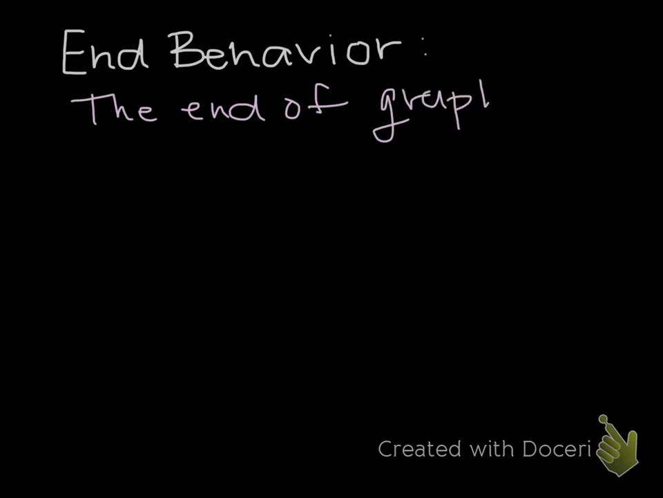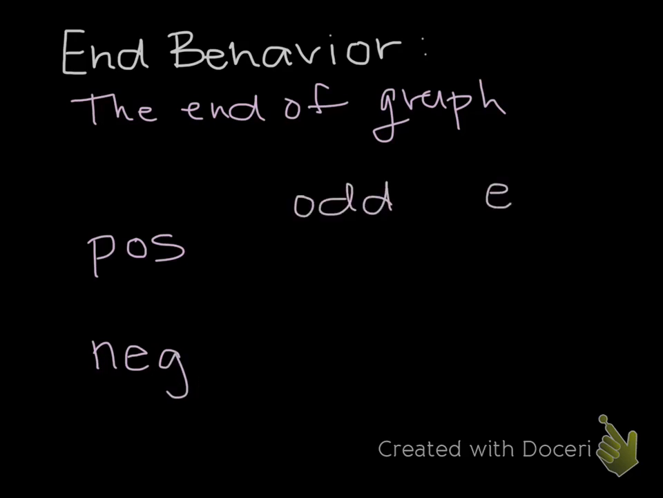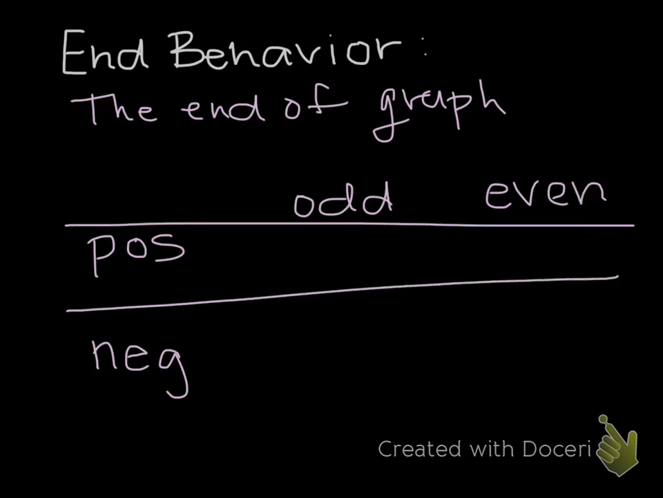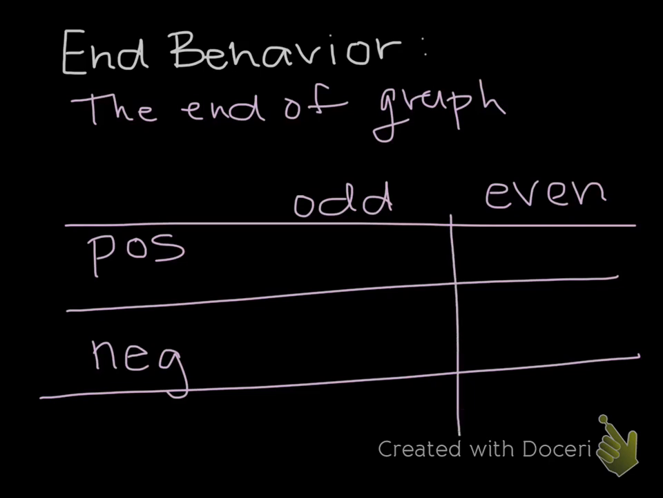So there's always a right end and a left end, and this is based off of your coefficient and your highest exponent. So I know in your packet it says n is odd, n is even. We're going to make a different little table. So we're going to write positive and negative here. And then we'll write odd and even. So just write this little table in the space I provided for you on your notes.